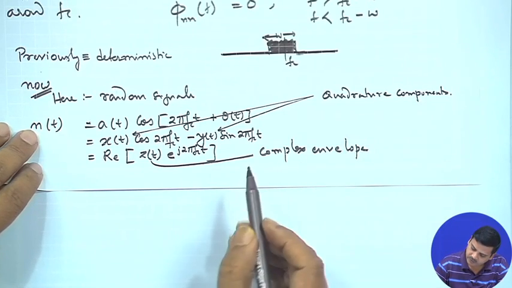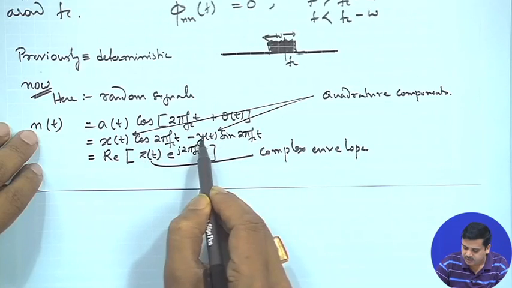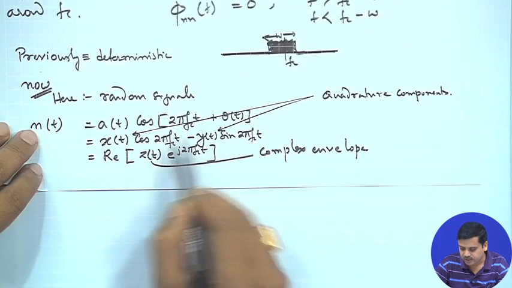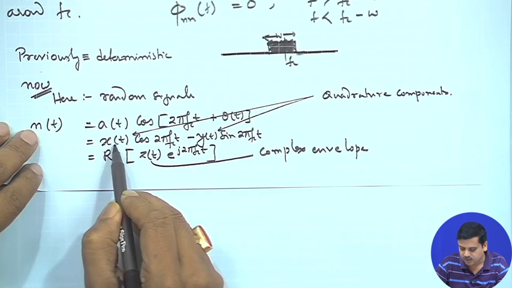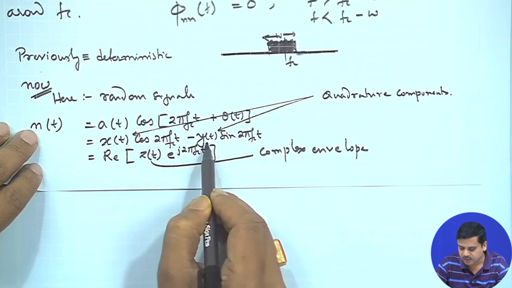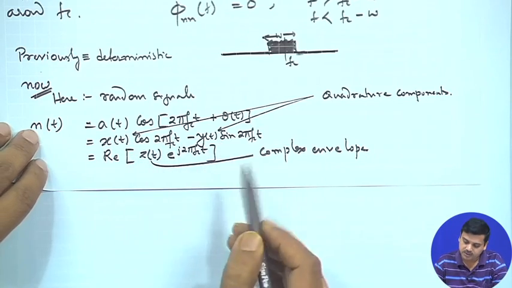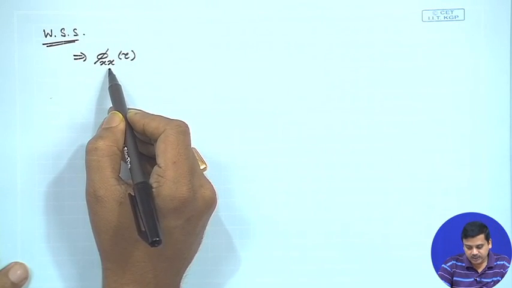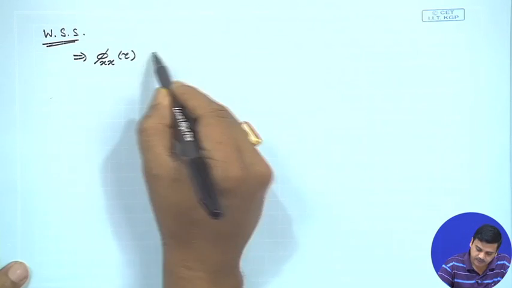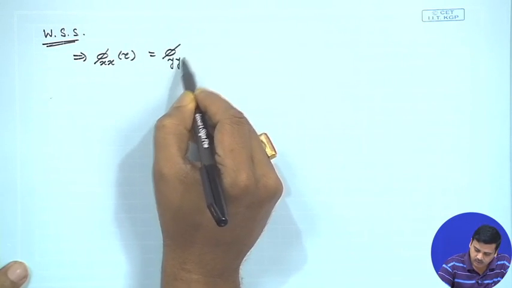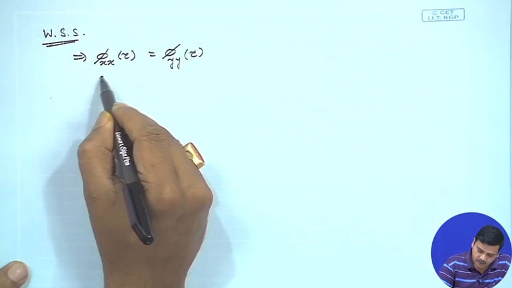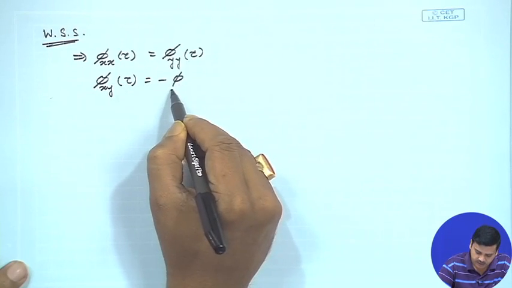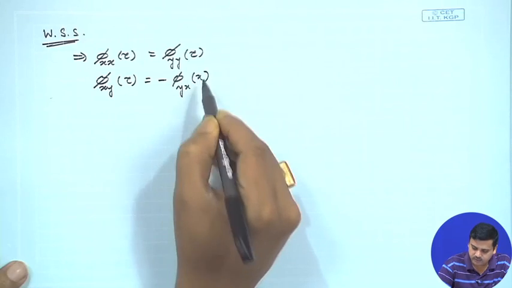Why do we call it quadrature? Because this is on the cosine, this is with the sine. These two, sine and cos, are at quadrature, 90-degree phase shifted. The amplitude of this is the amplitude of the sine component. So, we call these the quadrature components of noise. So, phi_xx, the correlation of the I component, is equal to phi_yy(tau), and you'll also get phi_xy(tau) equal to minus phi_yx(tau).